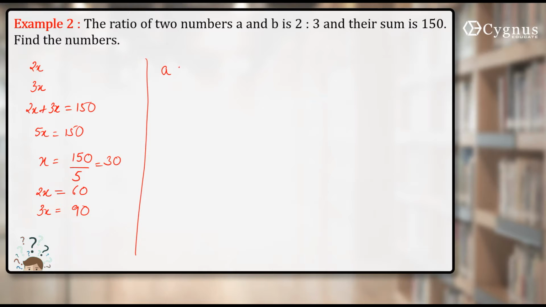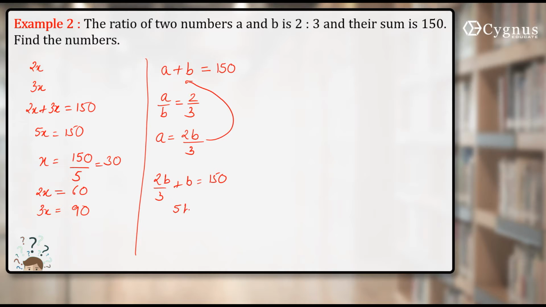Let the first number be A, second be B. Their sum is how much? It's equal to 150. And we know that if the ratio of two numbers A and B is 2 to 3, what does it mean? A by B can be written as 2 by 3. Or in other words, A can be written as 2B by 3. So let's put the value of A here in this equation. What do you get? 2B by 3 plus B is equal to 150. This gives you 5B by 3 is equal to 150.